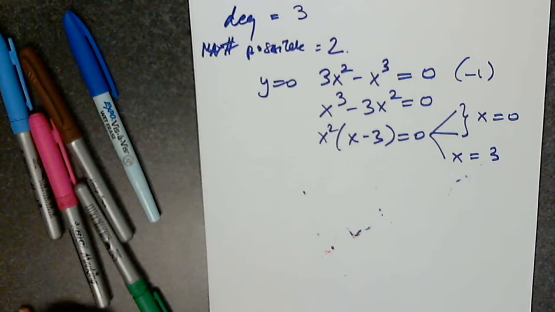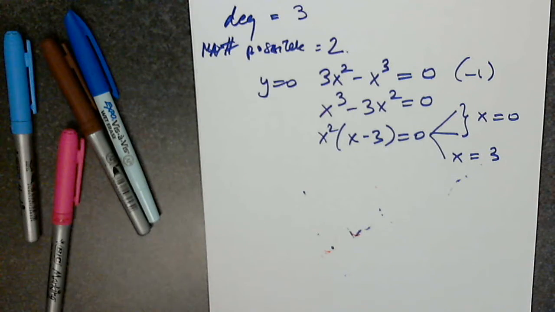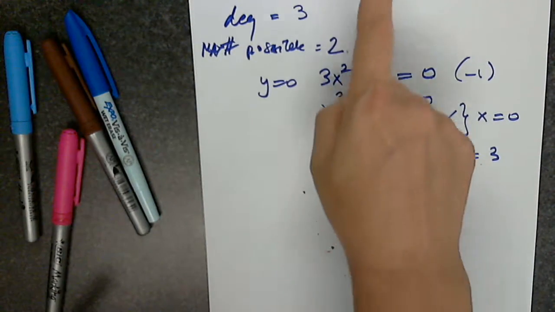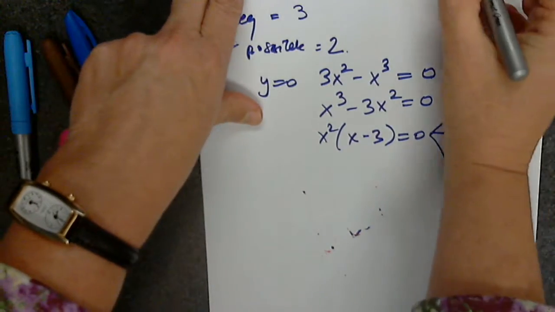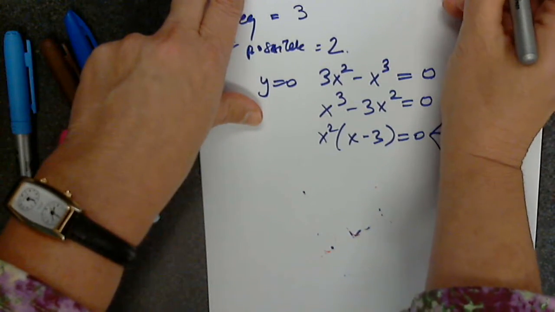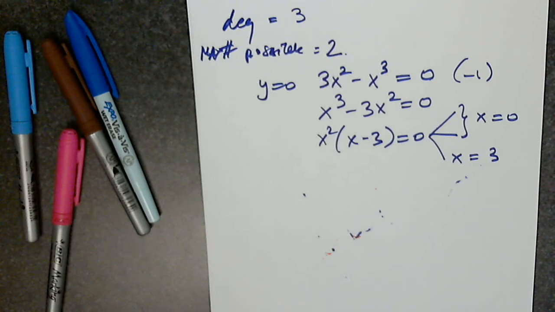Since this is degree 3, it behaves like the linear function. Either this with a positive leading coefficient, or this with a negative leading coefficient. You cannot look at this, you have to look at that. What is the leading coefficient? Negative 1. Remember, you have to rearrange it. So this is negative x cubed plus 3x squared. So since it's a negative leading coefficient, does it look like this, number 1, or like this, number 2? Number 2. Perfect.